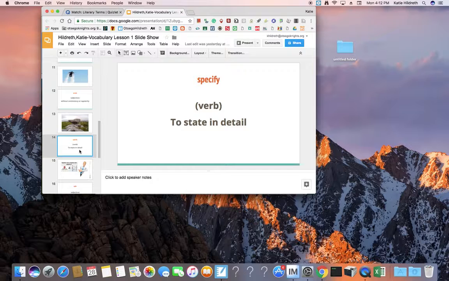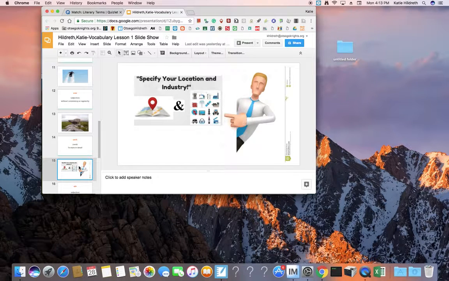Specify. Specify is another verb. It's something we do, and it means to state in detail. So if I ask you to specify which cookie you want, chocolate chip or oatmeal or peanut butter, you need to tell me one of those choices. Or if I ask you to specify which color you want, you would give me red or blue or green. The picture that I gave you is to specify your location or industry. They're pointing at certain pictures, or the gentleman's pointing at the automobile.